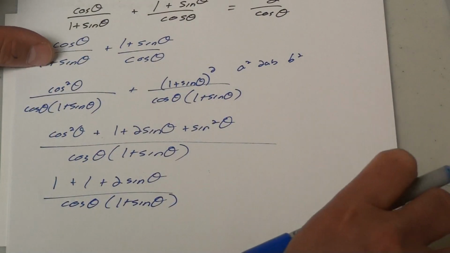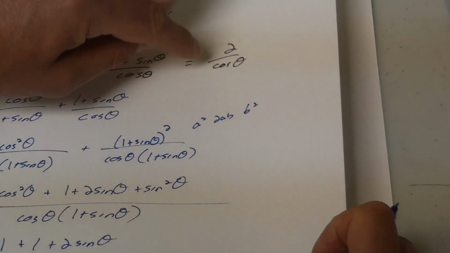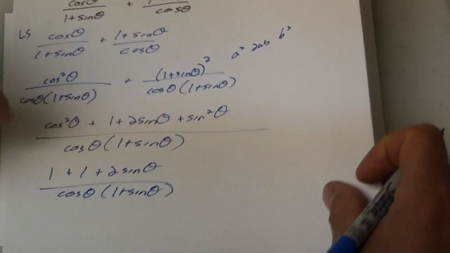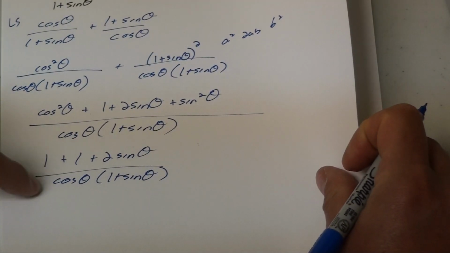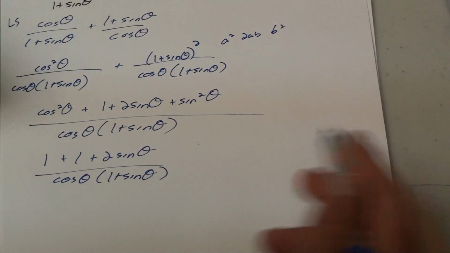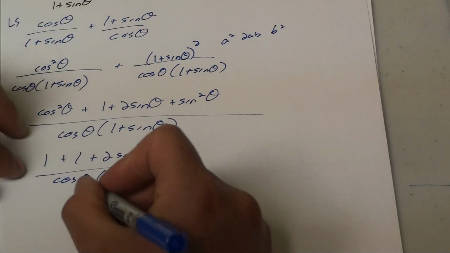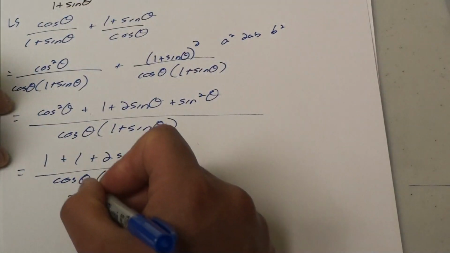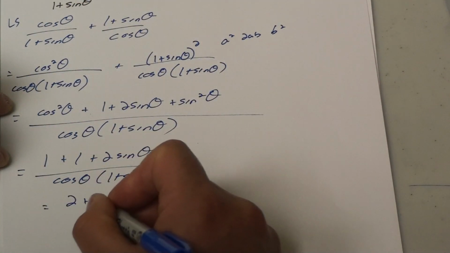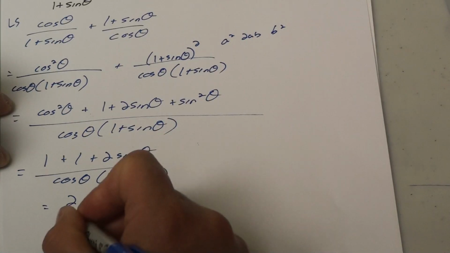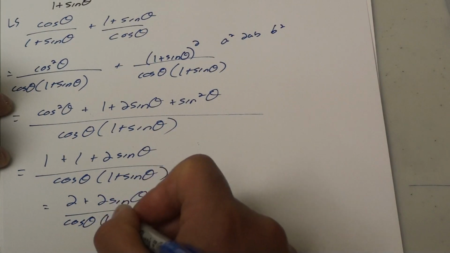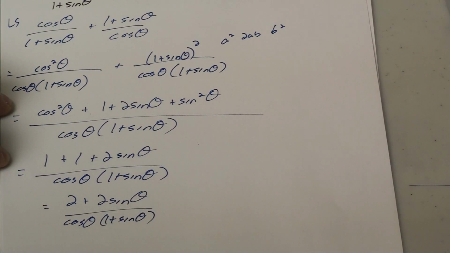Always important to keep in mind what you want to get to. What's your end goal? 2 over cos theta is my end goal. That's what I want to get. So I'm going to want to have the cos theta on the bottom eventually. So let's just keep on doing some algebra. What do you see here? Well, 1 plus 1 is 2. So I'm going to have 2 plus 2 sine theta all over cos theta times 1 plus sine theta.